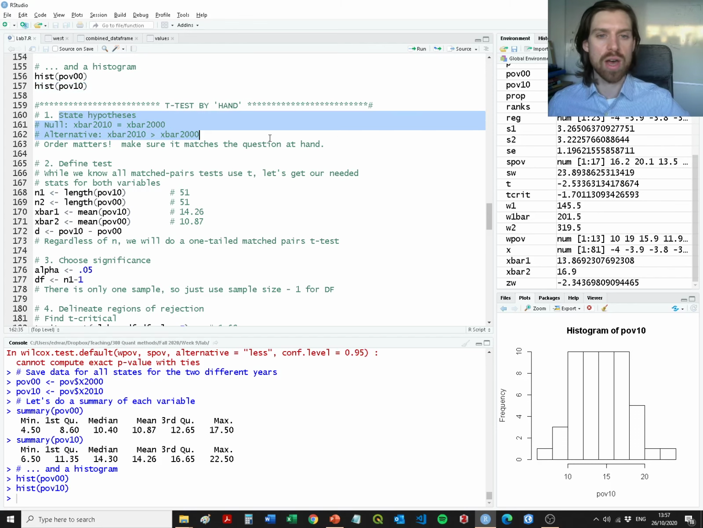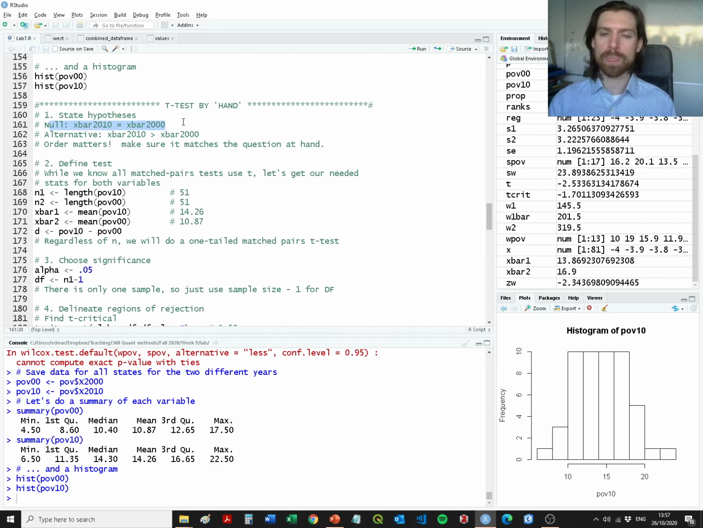What exactly are the hypotheses? Well, the null hypothesis would be that the mean from 2010 and the mean from 2000 would be the same, so they're equal. Whereas the alternative hypothesis is that the poverty rate has increased in 2010 against 2000. So x bar 2010 is larger than x bar 2000, because we would expect poverty rates to increase when there's a major global recession.